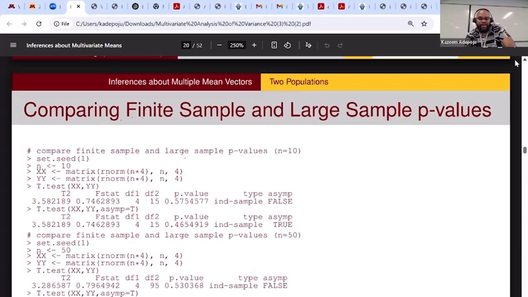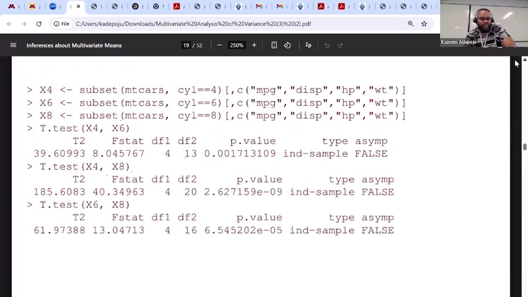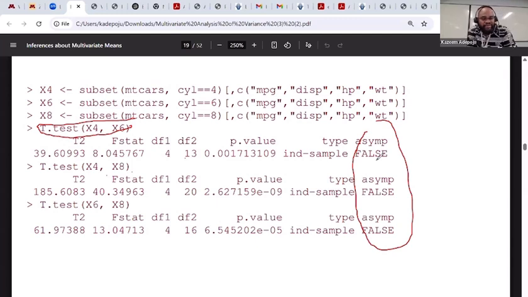Now, if you take a look at what I did the other time when I was comparing the two groups, under the asymptotics for each comparison, I indicated false. If you do this t.test on the two variables in the two groups, automatically you are telling R you are working with a finite sample. And that's why R automatically indicates false for asymptotics.